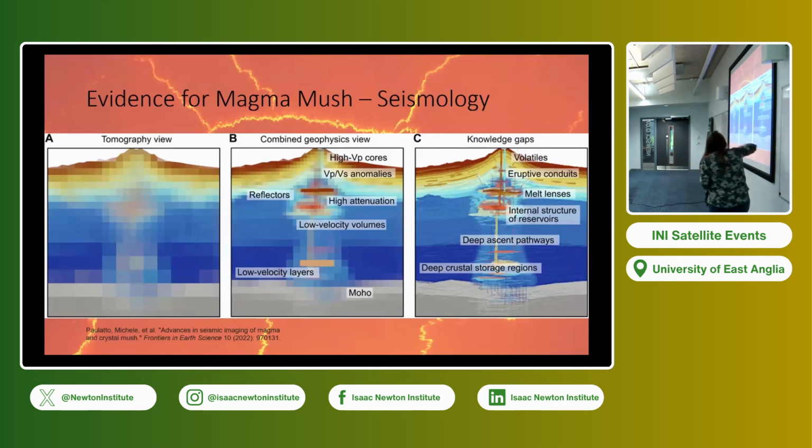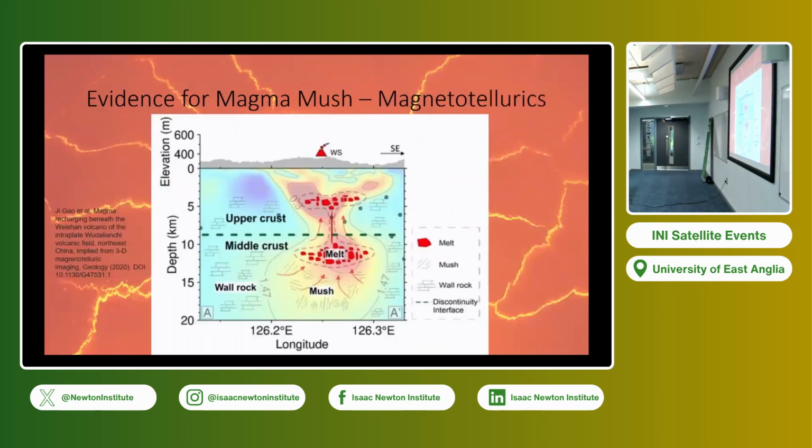Anyway, so this is the interpretation. And these are some of the knowledge gaps that we can't see using this method. So there are lots of them. And here's a completely different method, also geophysics, magnetotellurics.